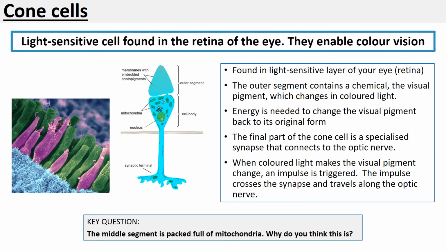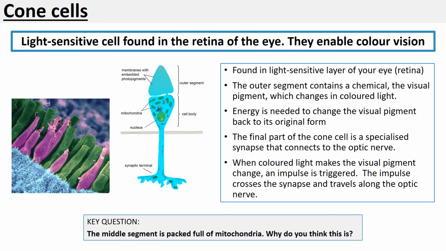And then we've got light sensitive cells. These are the cone cells found in the eye. They enable colour vision. And they're in the retina at the back of the eye. This tends to be where the light focuses. And these change the visual pigment back to its form. The final part of the cone cell is a specialised synapse that connects to the optic nerve. When coloured light makes the visual pigment change, an impulse is triggered and that goes to your brain.